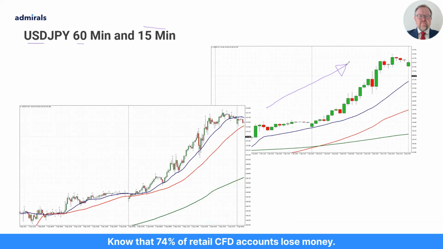We had strength in the US dollar, weakness in the Japanese yen. Price action played that out. We were above the moving averages, making higher highs, higher lows. But on the 15-minute chart, that was that 1 to 4. This was our higher time frame, and this was our lower time frame, our execution.